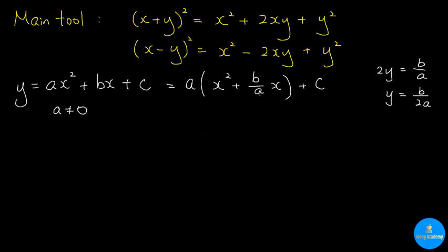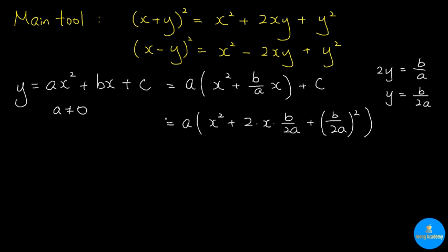Rewriting this expression using this structure, we get a times x squared plus 2 times x times b over 2a, so that this term is exactly b over a x, but at the same time it fits the 2xy format. In order to perfectly match, we have to have y squared at the end, which means that we have plus b over 2a all squared.